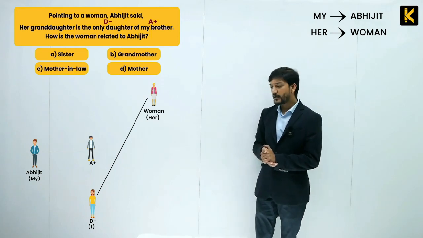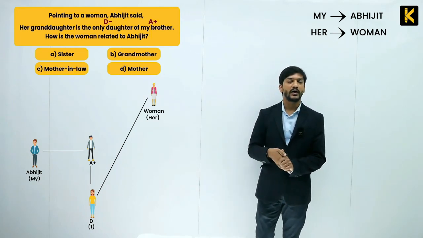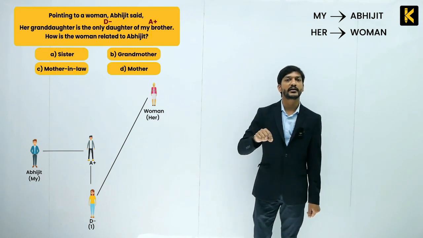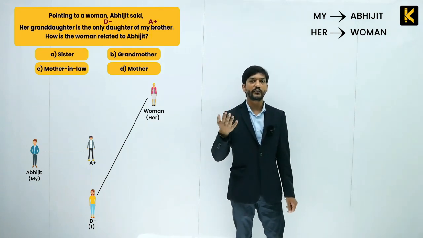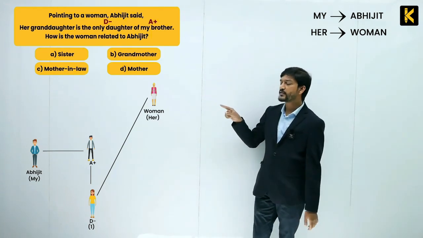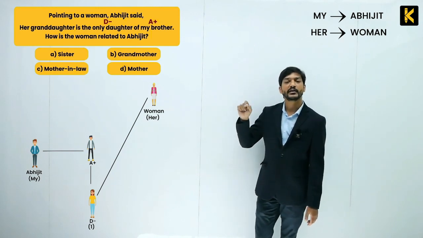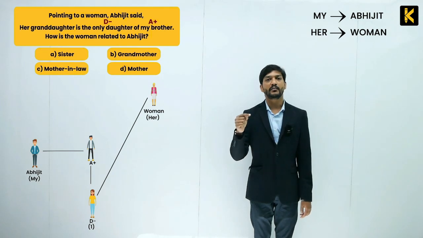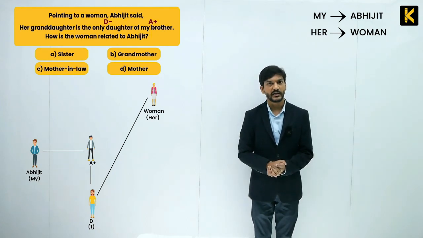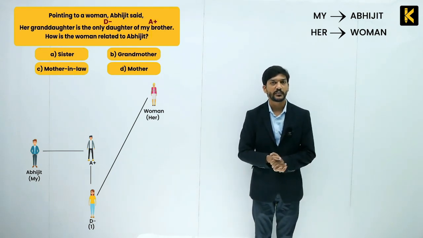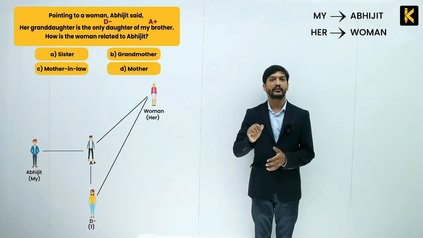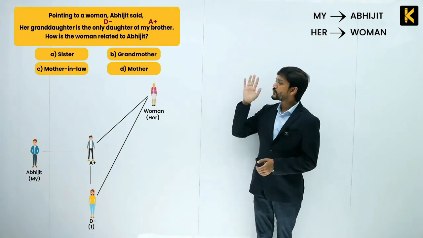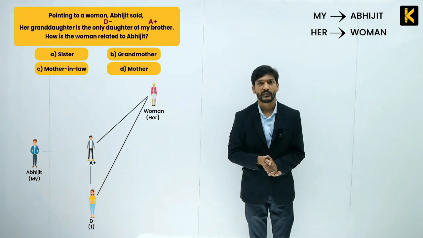I mean to say that D is the daughter of A and D is the granddaughter of the woman. So obviously the two persons, A and the woman, are sharing what type of bond? It is a mother and son bond. So a mother and son bond will be represented with a single line. So I have shown this missing relation.